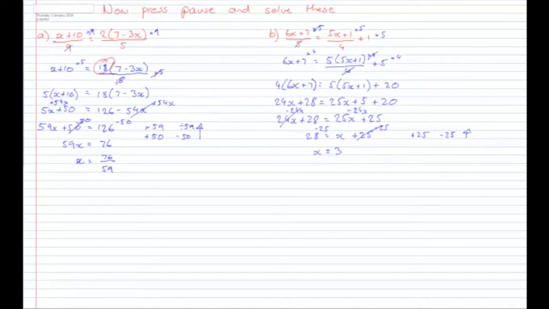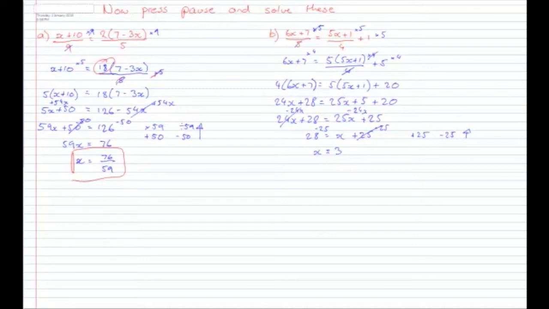Alright, then I just expanded the brackets, so got 5x plus 50, and 18 times 7, 126, 18 times negative 3 is negative 54x. Okay, I then moved the negative 54 over by adding 54. I always want to make the x's positive, it just makes one less step of working out. Okay, so that ends up with 59x plus 50 was equal to 126. You minus the 50 off both sides, giving us 59x equals 76, and then x is equal to 76 divided by 59. You can't cancel that down any further. So this is the solution, therefore remember to leave your answer as a fraction.